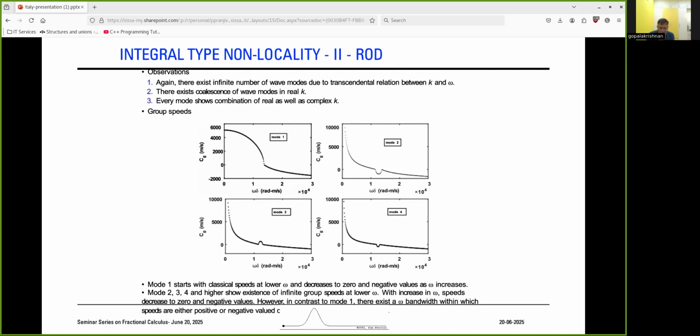And some very interesting phenomenon is happening. So again, it exhibits unrealistic speed as well as negative speeds in these models, the integral models. And we have only plotted four modes here. Many modes, as you go higher and higher, the behavior is more interesting and complex. Next, please.